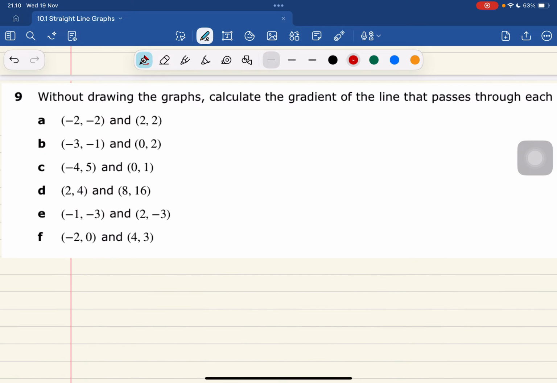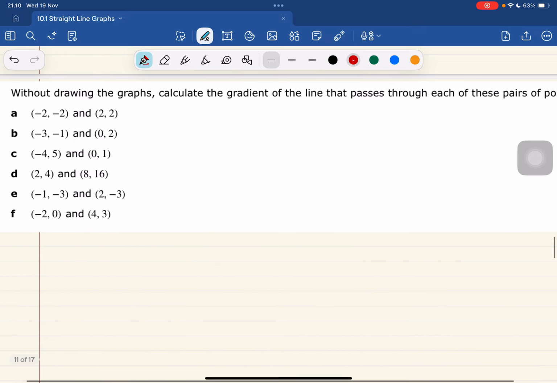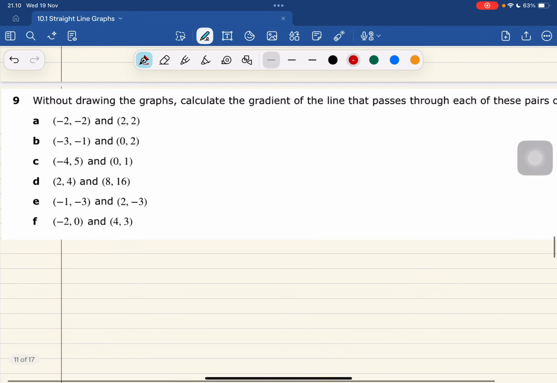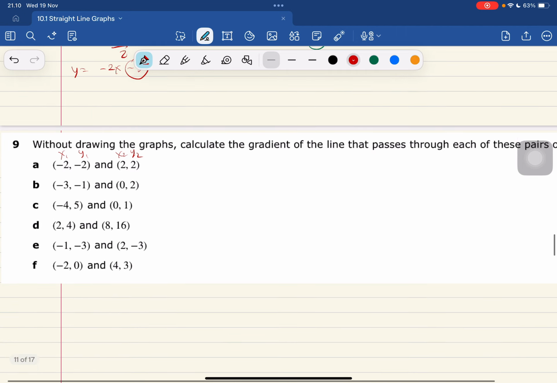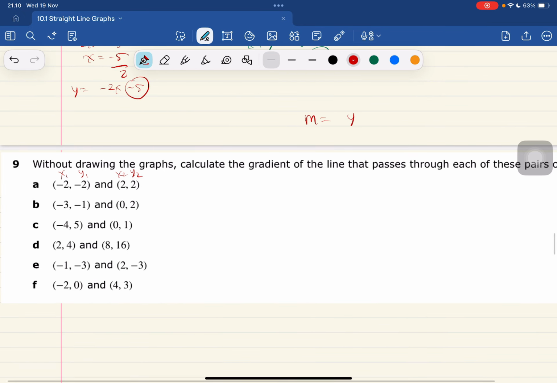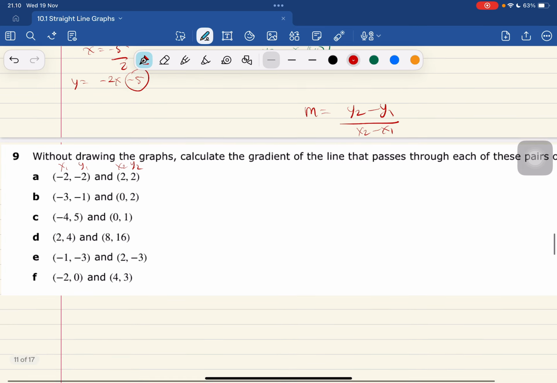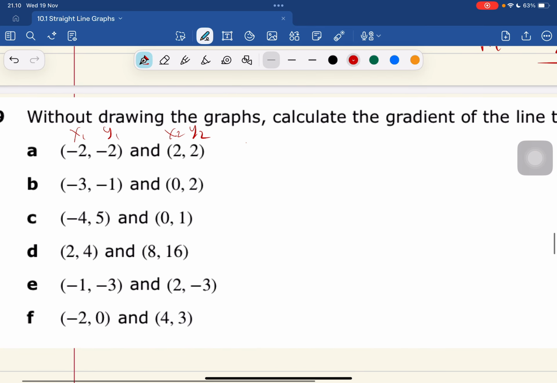Without drawing the graph, calculate the gradient of the following. Okay. So this is x1, y1, x2, y2. Remember, to find the gradient, the gradient m equals y2 minus y1 divided by x2 minus x1. I will proceed. So this gradient is going to be 2 minus minus 2 divided by 2 minus minus 2 again. So this is 4 over 4, or the gradient equals 1.